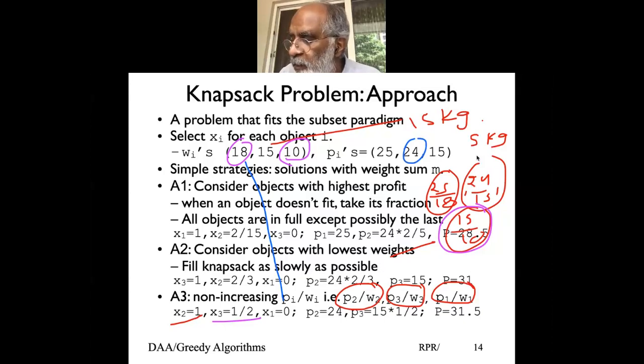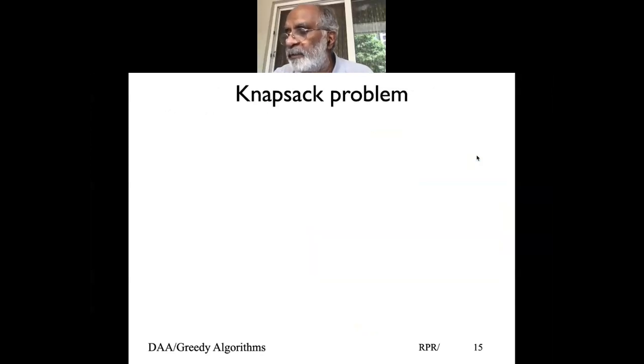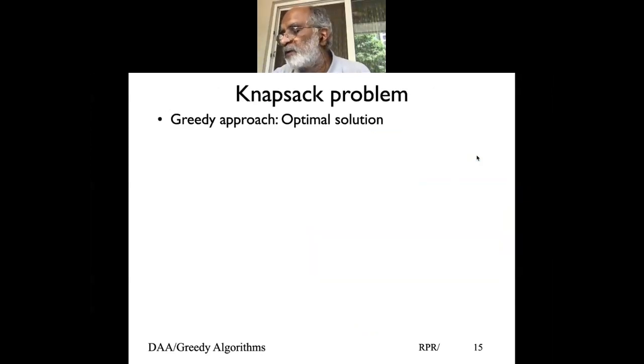If I calculate my profit, the second item in full gives 24 rupees. For the third item, X3 is half the weight, so profit is half of it, which is 7.5. And for the first item, I'm not taking any weight at all, so my profit from it would be 0. So my total profit is 24 plus 7.5, which gives me 31.5, and that's the maximum profit we basically get. And that's precisely what a knapsack problem is.